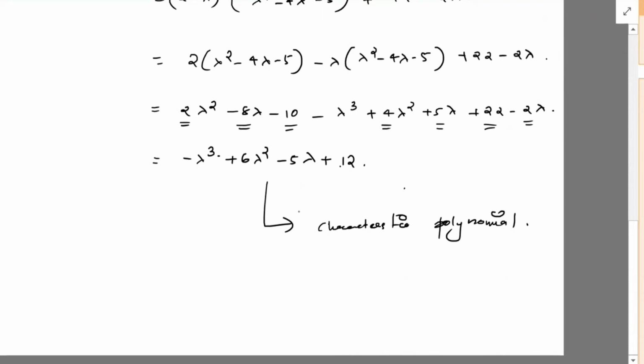So there is no other method. We have to substitute some values for lambda and find the roots. So how will you substitute values for this characteristic polynomial? Look at the constant term of the characteristic polynomial, which is 12. The constant term is 12, and I am going to take the divisors of this 12. What are the divisors of 12?